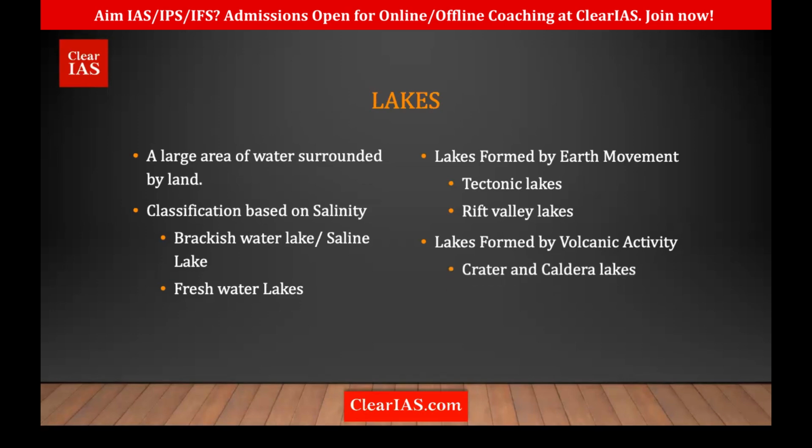Next are the ones formed by volcanic activity, of two types: crater lakes and caldera lakes. What this means is, you have a mountain like this. When a volcano erupts, the top part bursts off, so there will be a hole like this, because the top gets thrown out. When there is rain, after the volcanic activity stops, water gets collected. So there will be crater and caldera lakes there. That hole is called the crater, and when it enlarges, it's called a caldera lake. So these are the types of lakes.